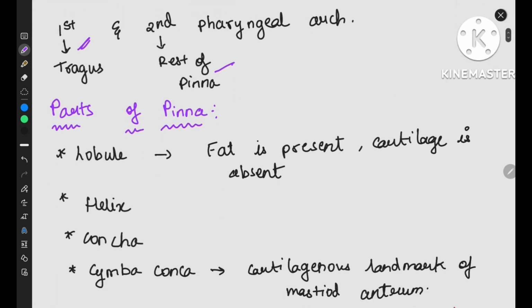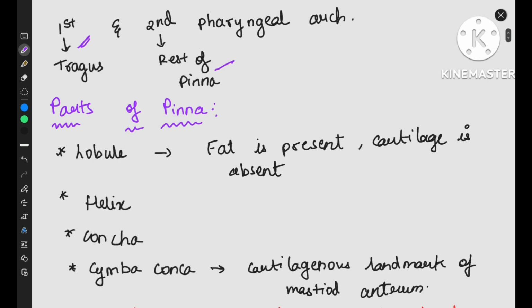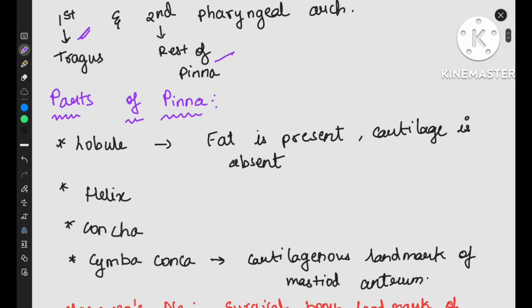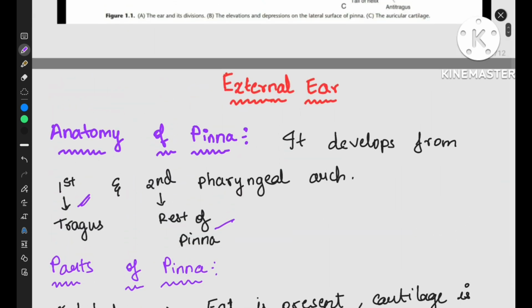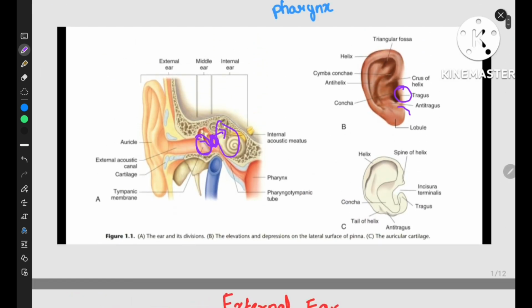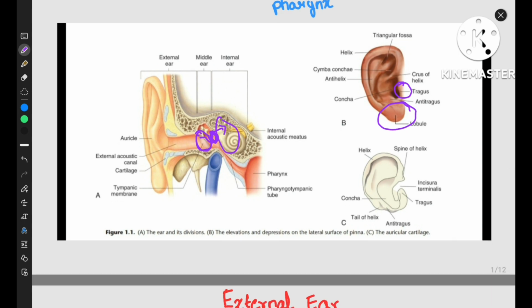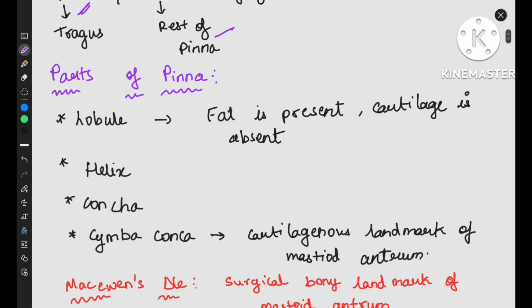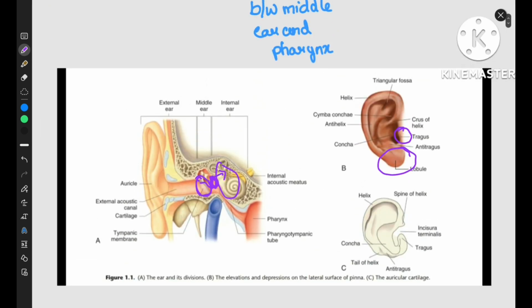Now let us discuss the parts of the pinna. Lobule: fat is present and the cartilage is absent in it. See, this is the lobule, where only fat is present. There is an absence of cartilage, which makes it the preferred site for piercing. Helix: here, this is known as helix, part of the pinna.